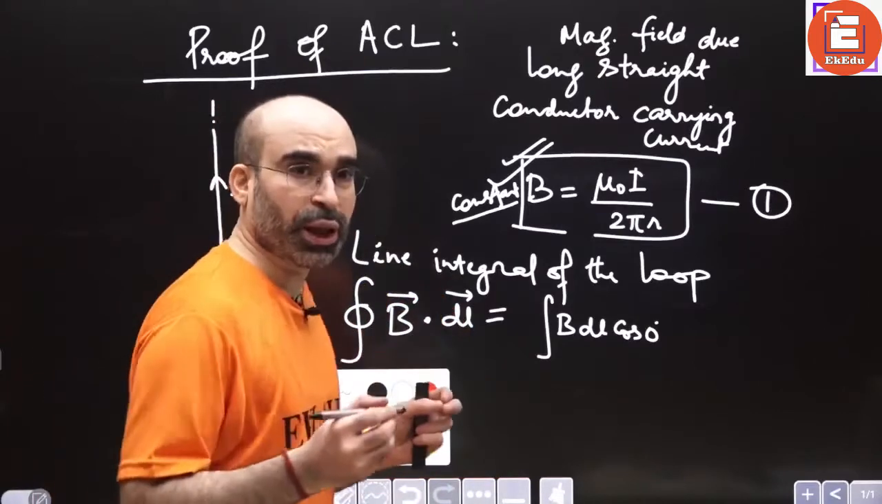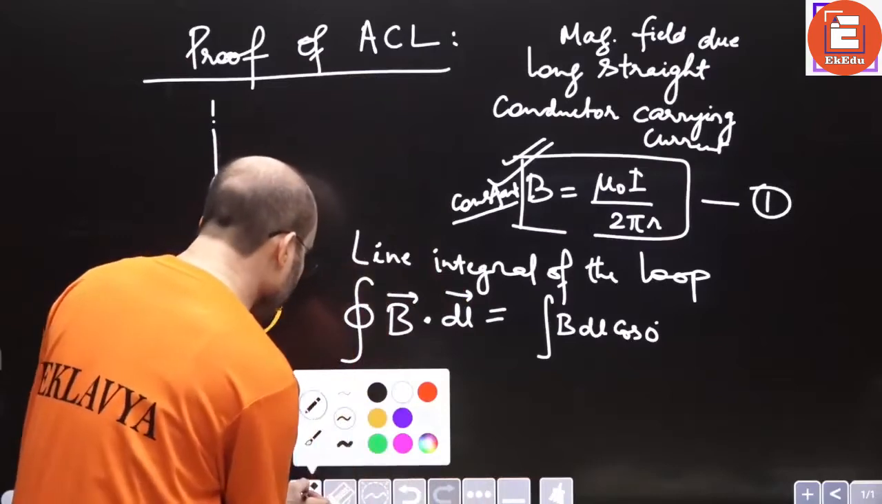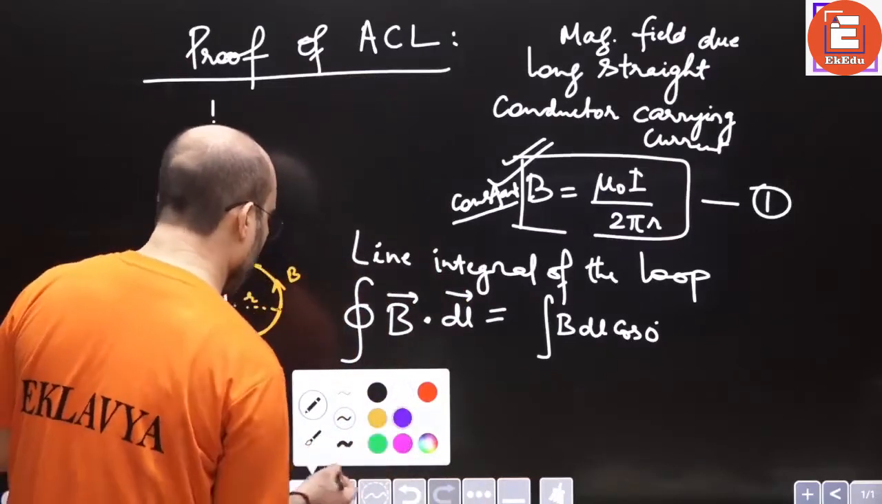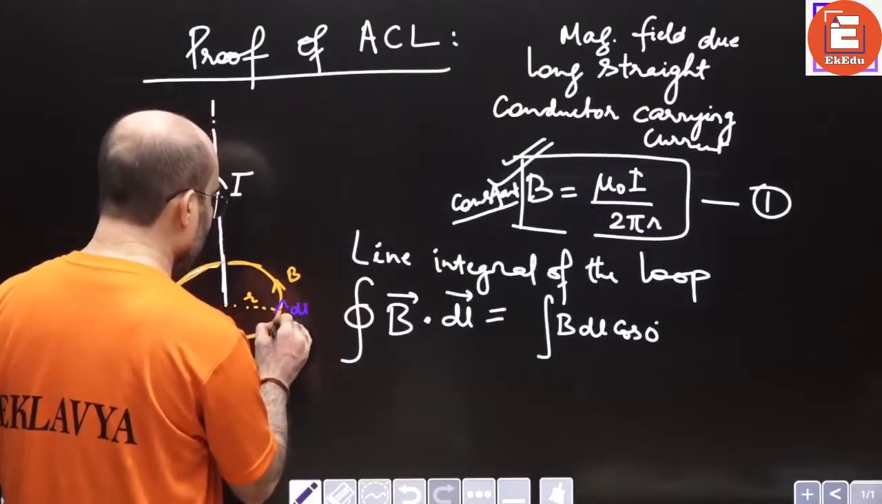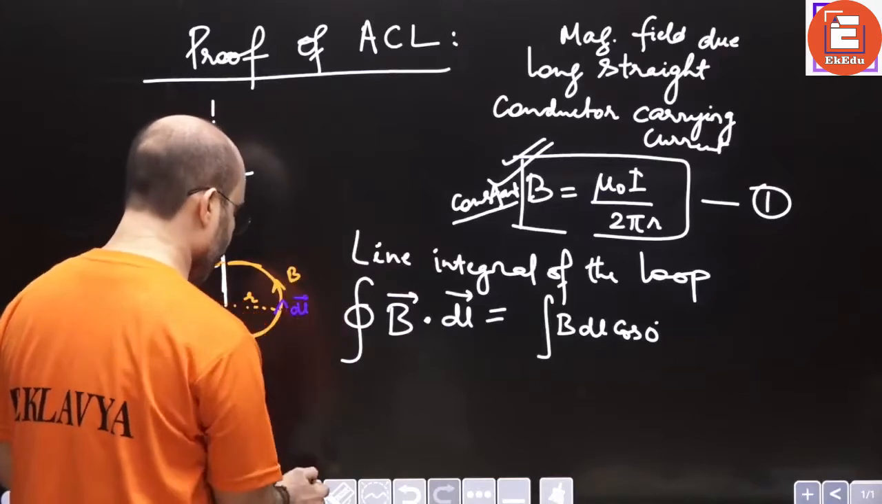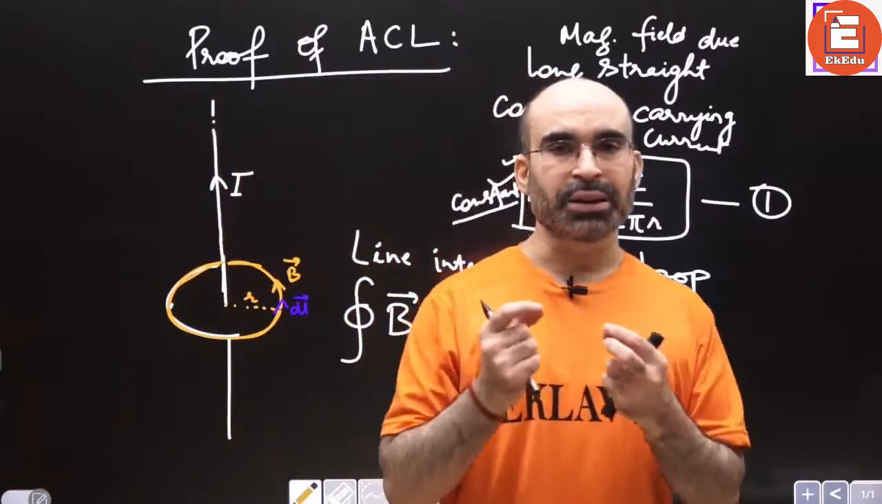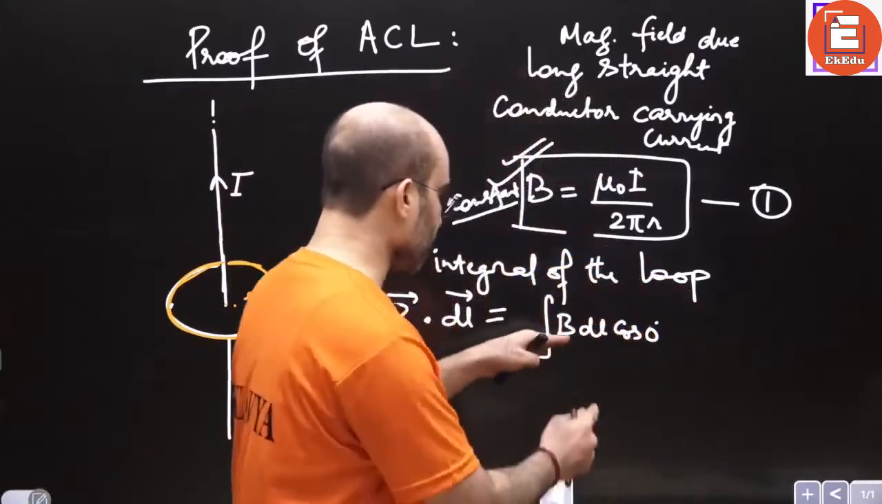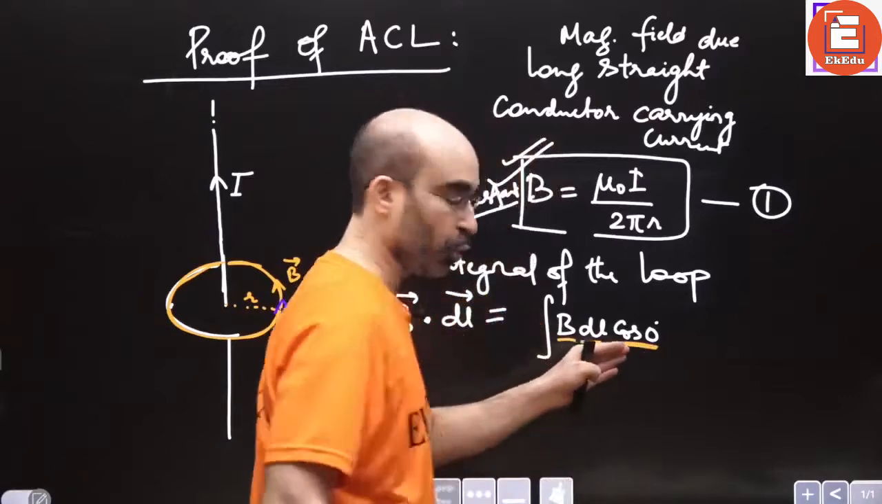Now, second thing, the element of the loop, let me mark it here, the element of the loop dl. So the element of the loop has got this direction, the same as the direction of the magnetic field. So there is no problem considering B dl cos 0 degree.